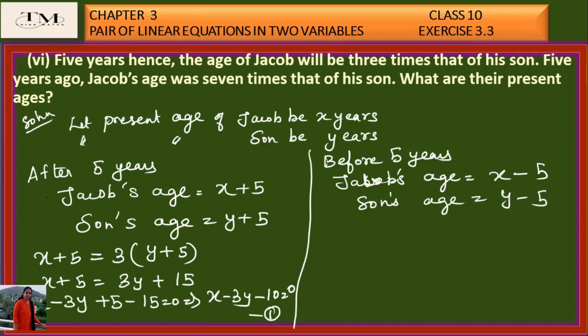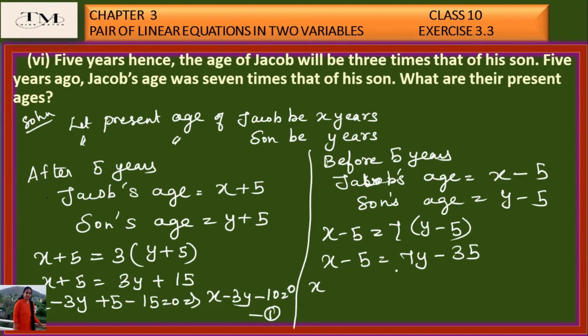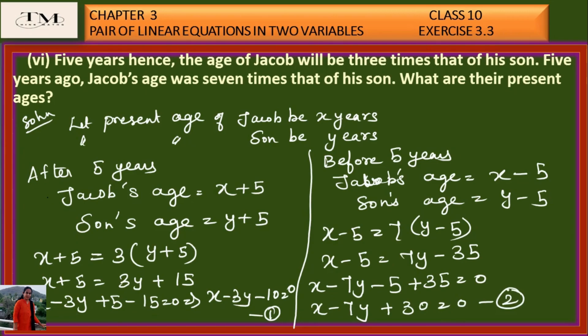Then what is the condition? Jacob's age was 7 times that of his son. So 7 into y minus 5. So x minus 5 equal to 7y minus 7 into 5 is 35. So collecting all the terms, x, this plus 7y will become minus 7y. Here minus 5 is there. Minus 35 will become plus 35. So x minus 7y minus 5 plus 35 is plus 30. This is equal to 0. So this is the second equation.